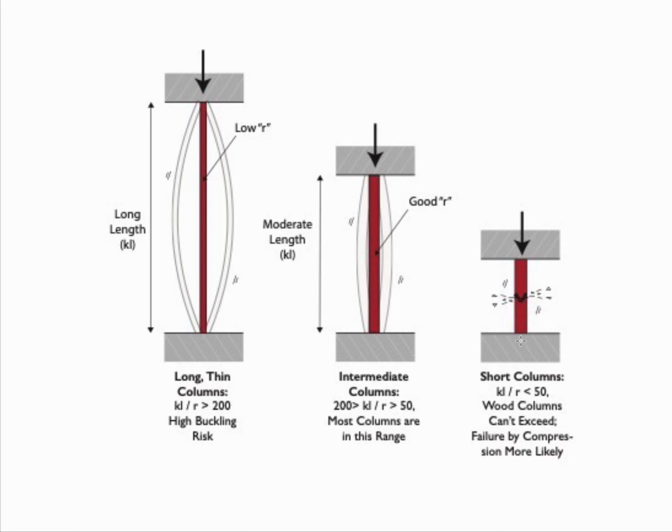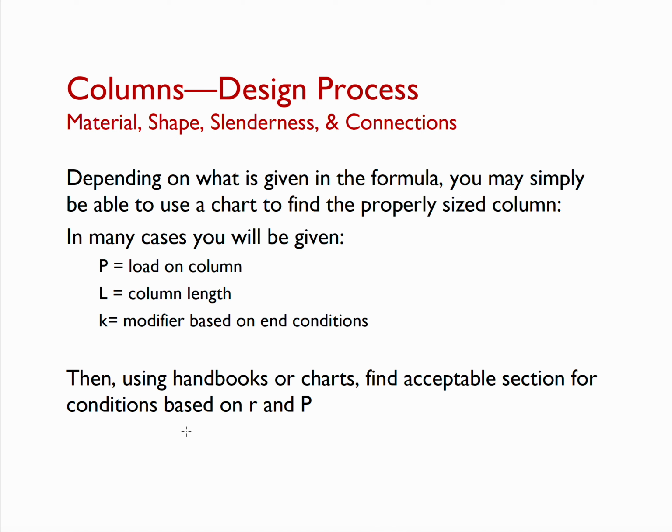Let's take a look. This short column has a KL over R under 50. You might think of it like a wood column. Intermediate, this is where most of them are going to be, usually a good R ratio in there. And then a long column, we know that it is very long, very tall, usually a low R, and there's a high risk of buckling with that. So we've gone through all the four major factors: material, shape, slenderness, and connections.